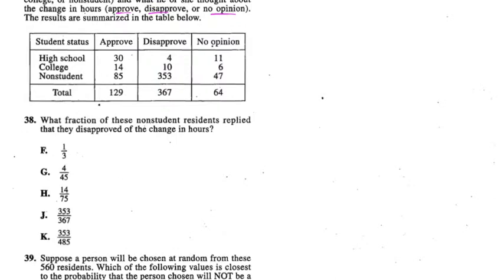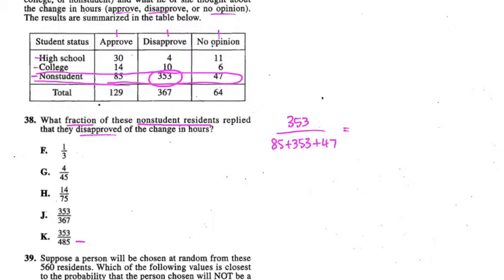If we look at this table, we see that there are high school students, college, non-student. They either approve, disapprove, or no opinion. What fraction of these non-student residents replied that they disapproved? So non-student residents is here. Which of them said that they disapproved? That would be 353 over the total. The total is 85 plus 353 plus 47. That is 485, so the answer here would be K.